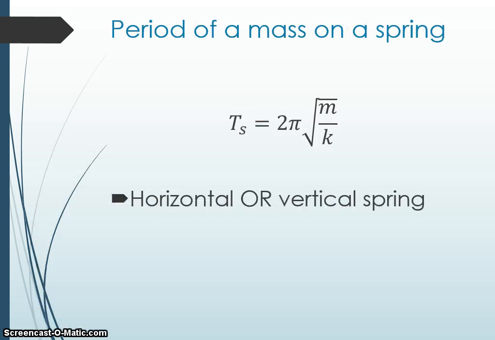So the only two things that affected the period of a mass on a spring were the amount of mass and the spring constant. Here's the equation, and it works for either a horizontal or a vertical spring. Capital T for period, and instead of a subscript P for pendulum, now we have S for spring. That equals 2 pi times the square root of the quantity m over k. M is the mass and k is the spring constant.